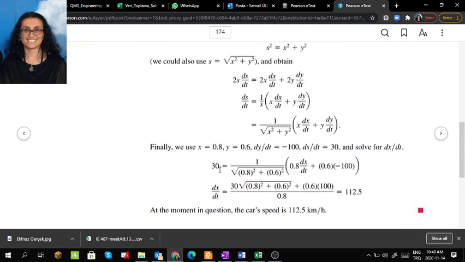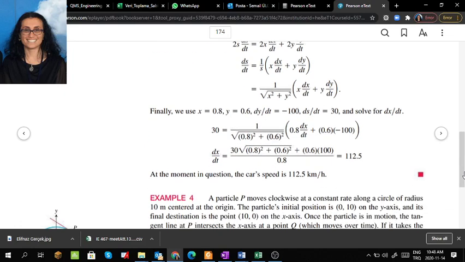So ds/dt is 30, x and y are 0.8 and 0.6, we square them and take the square root, then x is 0.8, dx/dt is unknown, y is 0.6, and dy/dt is negative 100. If you put everything in, you get dx/dt as positive 112.5 kilometer per hour. So we are going to say at the moment in the question, the car speed is 112.5 kilometer per hour towards east. That's why the answer is positive.